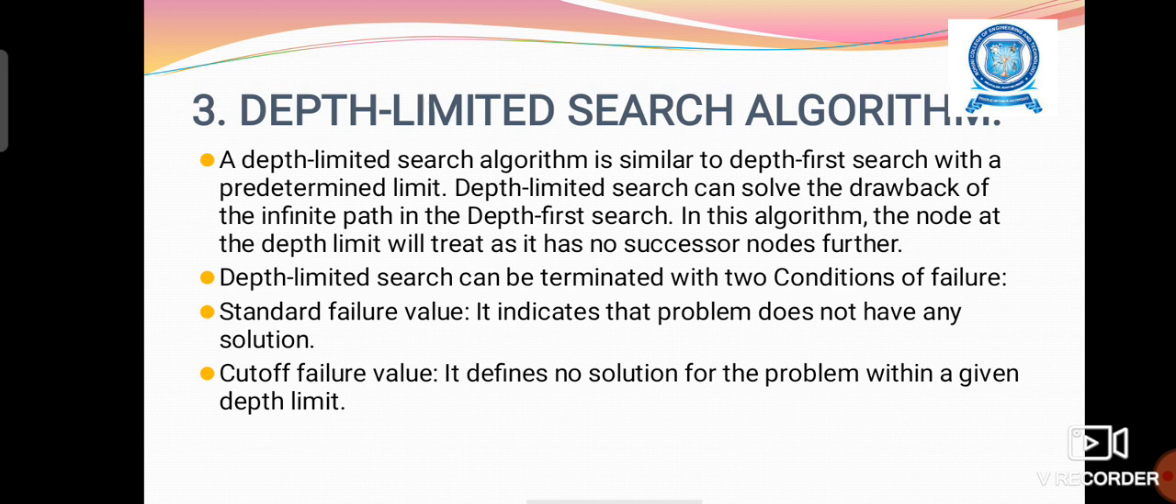The third algorithm is the depth limited search algorithm. This is similar to the depth first search algorithm, but there is a depth limit at one particular level. Below that the traversal will not happen, so the algorithm will stop at the particular limit. In this algorithm, the node at the depth limit is treated as if it has no successor nodes. Depth limited search can terminate with two conditions of failure: standard failure value and cutoff failure value.